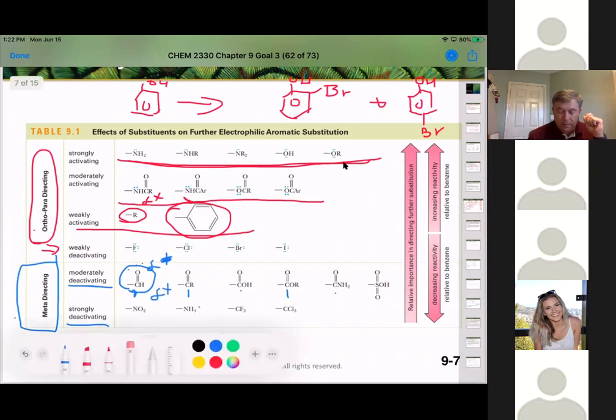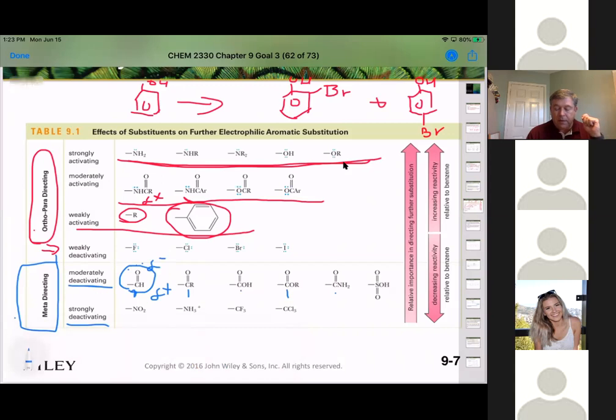Here, let me erase those. I don't want to accidentally. And so anytime we have a carbonyl bonded directly, it has a partially positive charge on that carbonyl, meaning it's always going to deactivate. And when it deactivates, it also meta directs, okay?